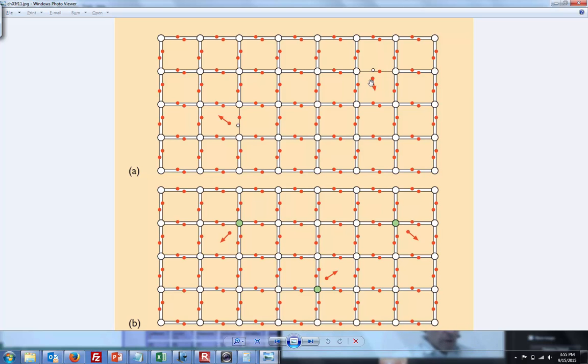Okay. Now in B, so that's pure silicon at the top. Now in B, what we have is it's been doped with phosphorus. The phosphorus has 5 valence electrons.